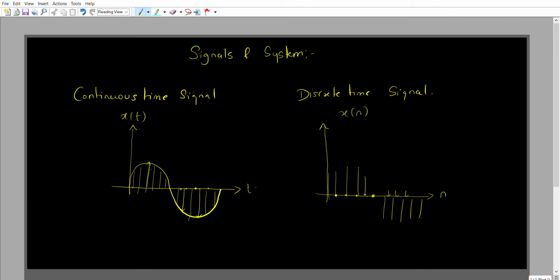When a continuous time signal is sampled, we get a discrete time signal. As an example, all analog signals are continuous time signals and all digital signals are discrete time signals.